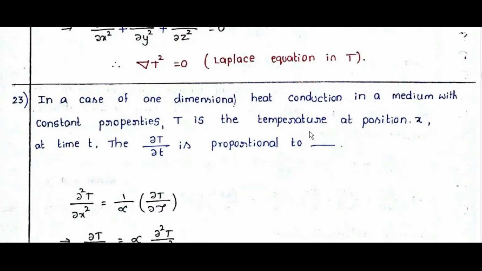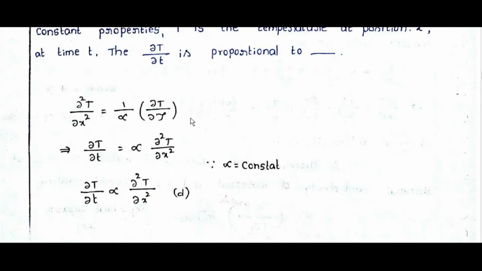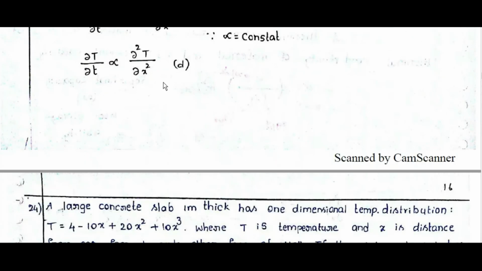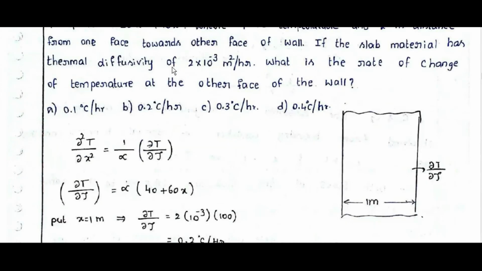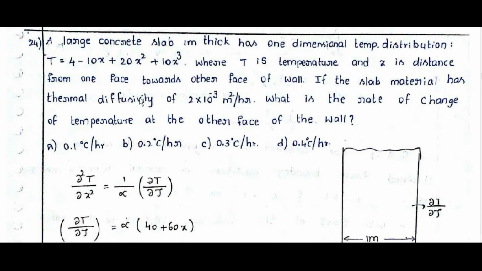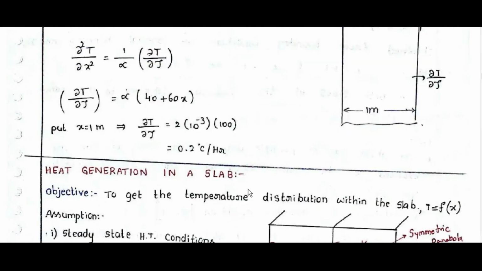This is the Laplace equation in T. In case of one-dimensional heat conduction in a medium with constant properties, T is the temperature at position x at time t, then ∂²T/∂x² is equal to 1 by alpha ∂T/∂τ. So ∂T/∂τ is equal to alpha ∂²T/∂x², with alpha constant. ∂T/∂τ is directly proportional to ∂²T/∂x². If the temperature profile is given, we can write ∂²T/∂x² at x, and so we can find ∂T/∂τ.